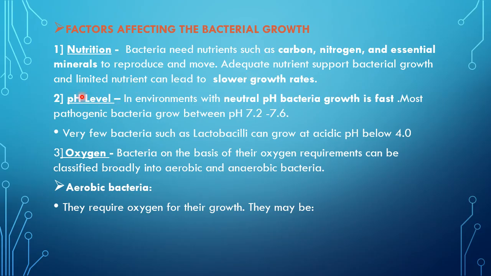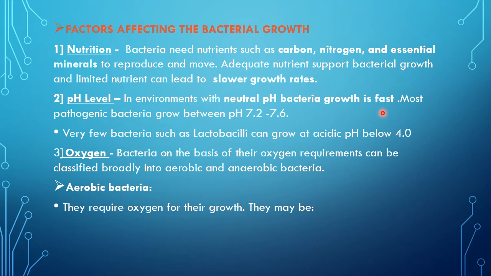And then next is pH levels. pH stands for potency of hydrogen. Speaking about pH, it actually varies for different organisms. Depending on what type of organism you need to grow, the pH level also varies. In an environment with neutral pH, bacterial growth is fast. Most bacteria prefer neutral pH, that is pH 7 is most preferable, and the bacteria show the fastest growth in neutral pH itself.